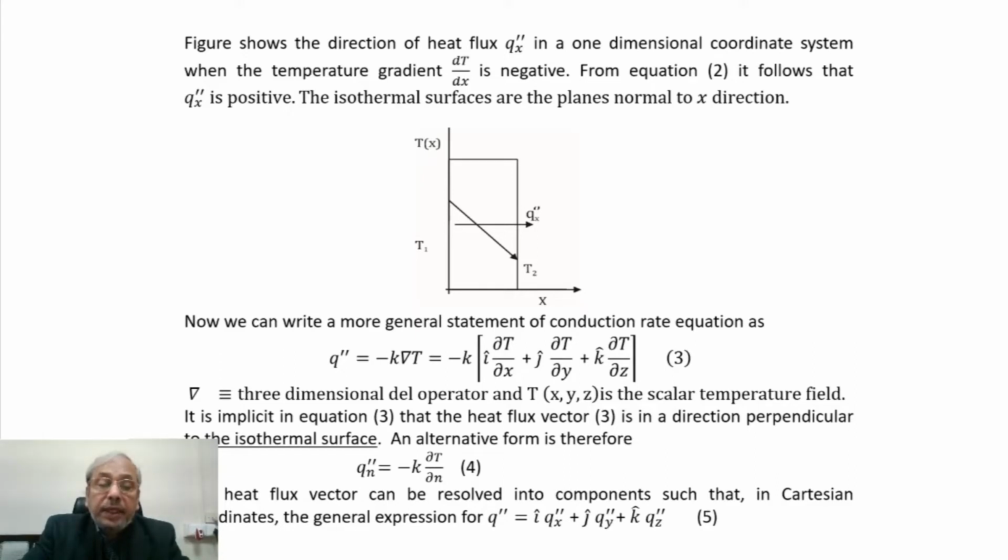An alternative form is therefore qn double prime equal to minus K del T del n. n is the normal direction on the surface of interest. The heat flux vector can be resolved into components such that in Cartesian coordinates, the general expression for q double prime is i qx double prime plus j qy double prime plus k qz double prime. And then we can equate equation 3 with equation 5, and we will get the heat flux in 3 different directions.